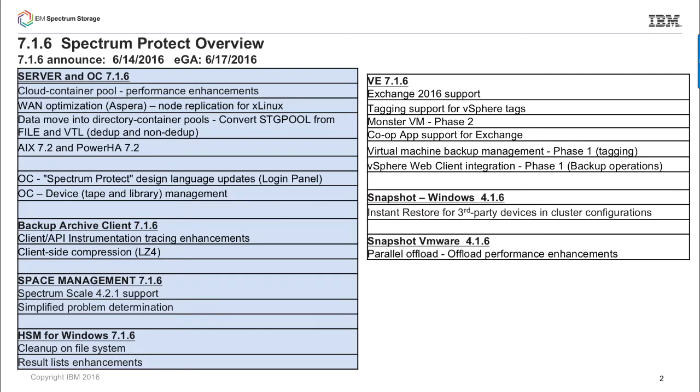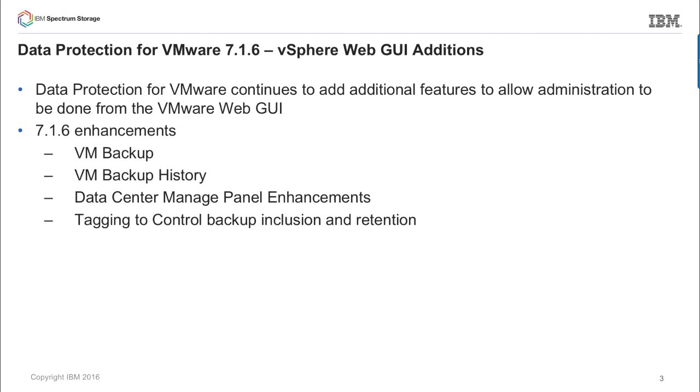Now my colleague Trisha Zhang is going to be doing a separate video on the items on the left hand side, which is the server, the client, and the operation center. And what I'm going to be specifically covering are the items on the right hand side, which is Spectrum Protect for virtual environments and Spectrum Protect Snapshot.